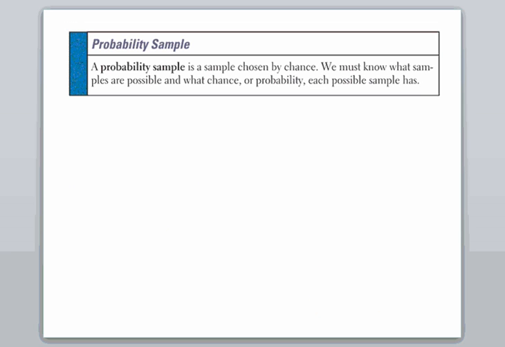Probability sample. The key word here is chance. It's a sample chosen by chance. So when we deal with a random digit table, that's a probability sample as well, because the selected number is 0. There's a chance, 1 out of 10 numbers will be 0. If I select the number 8, 1 out of 10 would be 8. So that's a probability sample.